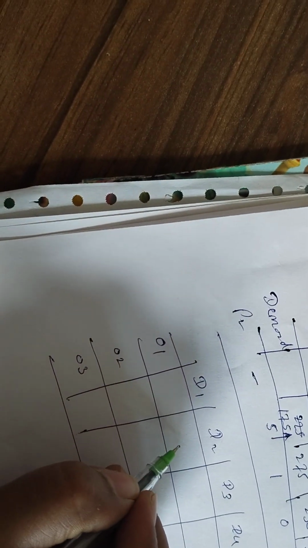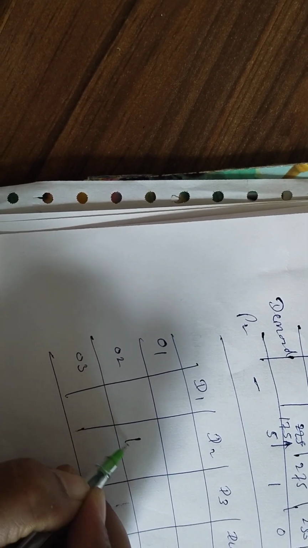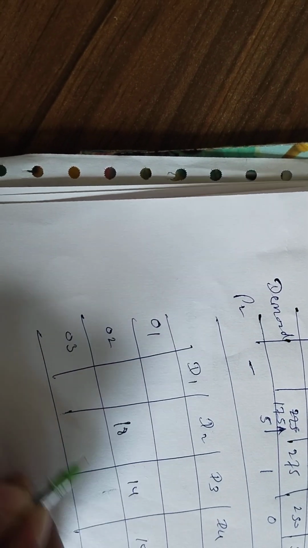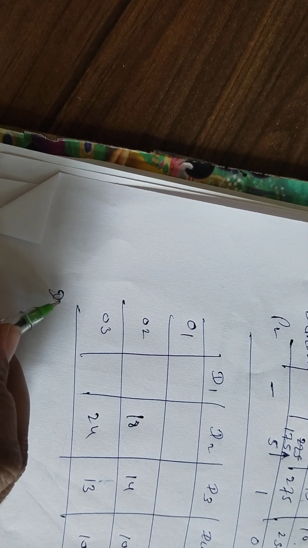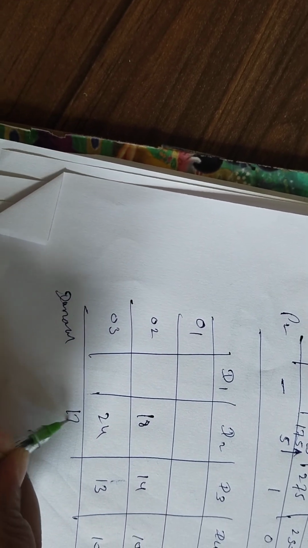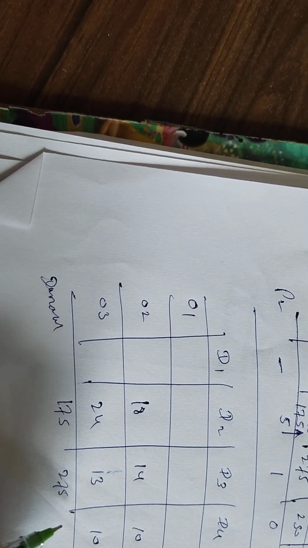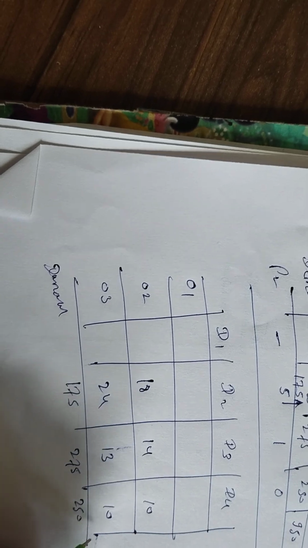Okay. So here the first origin is deleted. Keep it as it is. And the second one is 18, 14, 10, 24, 13, 10. And the supply and demand: here the first thing is blank. Here it is 175, 275 and 250.